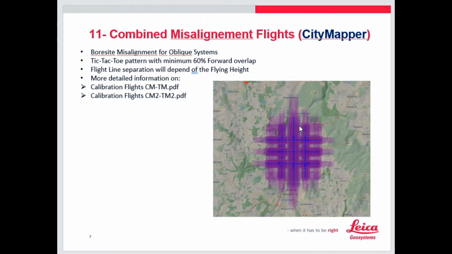So for misalignment, there is the tic-tac-toe pattern. If you change the lens, you need also to estimate the focal length, and then it will be needed across, I think it's lower. Yeah. Lower, but just across, just 4 lines. You don't need for the lens for the focal estimation. You don't need to fly all the 12 lines.